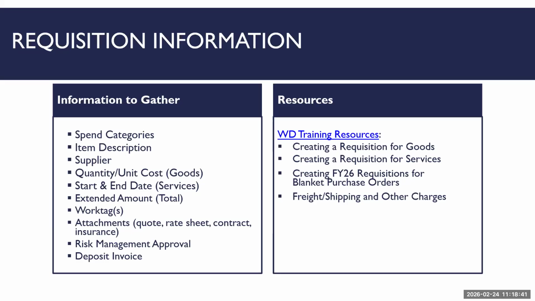And then just so you know, any of these resources, especially if you're new to these processes, are on the Workday training resources. We have how to create a requisition for goods and create a requisition for services. We also have creating FY26 blanket purchase orders, and we'll be updating that soon. Same process, but we update the information for FY27. I can't believe that'll be here before we know it. And then we also have information on freight and shipping and other charges. So if you do come across that, I'm going to be talking a little bit about freight here in a moment.